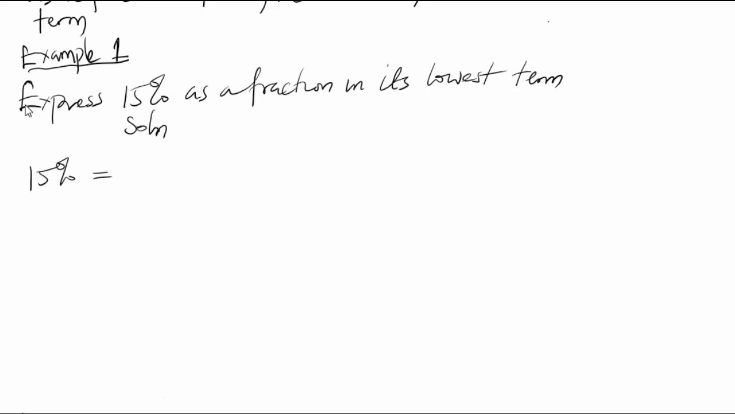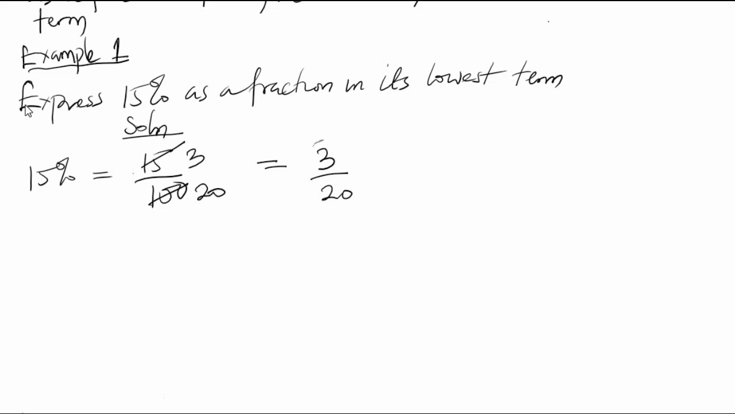15% is same thing as 15 divided by 100. To reduce it to its lowest term, we are going to look for a factor that can divide both 15 and 100 without any remainder. We discover that 5 can divide both 15 and 100 without a remainder. 5 divides 15, it is 3. 5 divides 100, it is 20. So this fraction becomes 3 over 20.